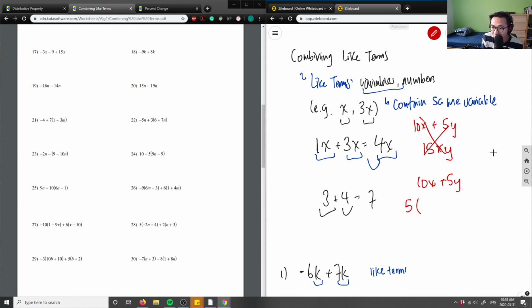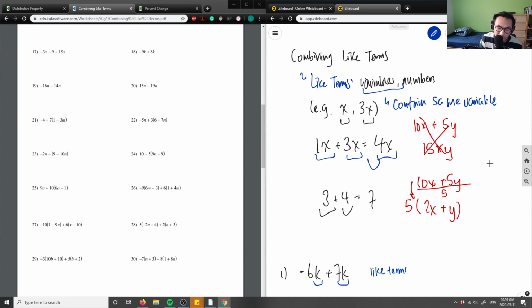So I'm dividing all these terms by 5. So 10 divided by 5 is simply 2, and I still have the x. 5 divided by 5 is simply 1, but I still have the y. So it's just positive y here. And what I'm doing is factoring. So I'm going from here to here, and as you can see, this is the concept of factoring.